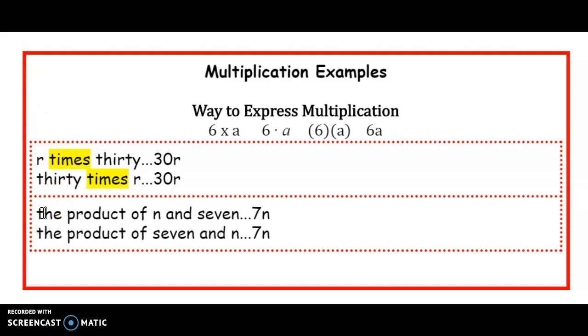Let's take a look at our second set. The product of n and 7 becomes 7n. The product of 7 and n also becomes 7n. Again, for the same reason, that coefficient of 7 always comes before the variable n, no matter which order these are in for multiplication.